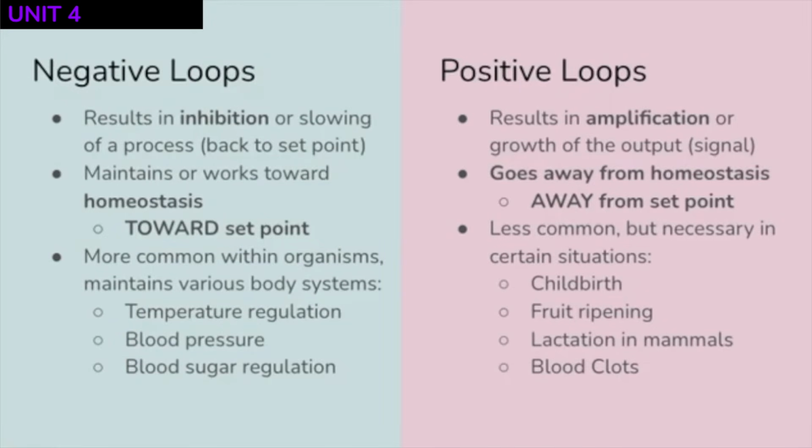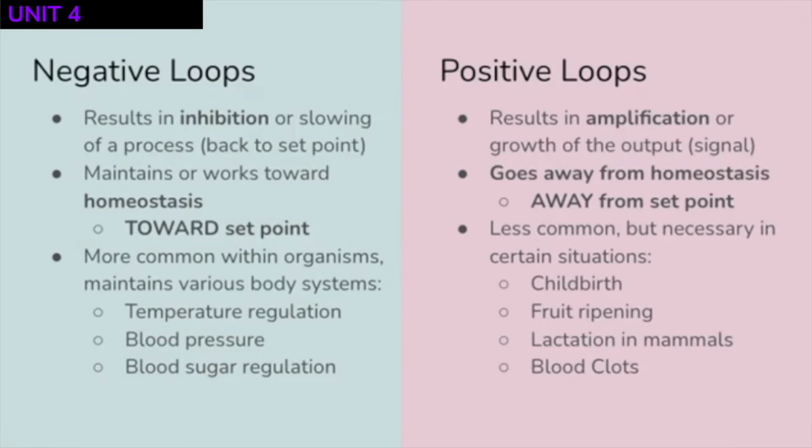Now, negative feedback loops, like I said, will work to maintain homeostasis and go back toward a set point. Positive feedback loops are generally going away from a set point, and they're working against what the normal system would normally be. This isn't a bad thing, but generally it's not normal. Negative feedback loops are more common within organisms, and they maintain various body systems. Our temperature regulation, our blood pressure regulation, and our blood sugar regulation are all examples of how negative feedback loops help us maintain our internal environments.